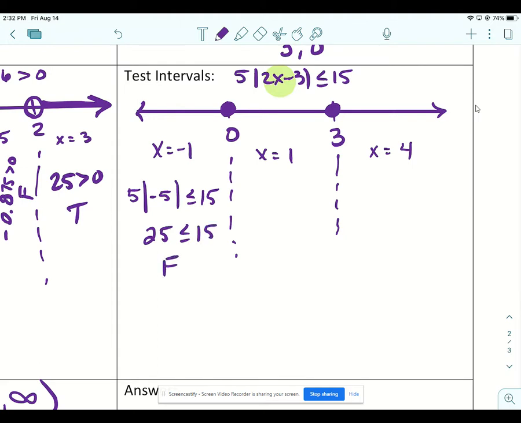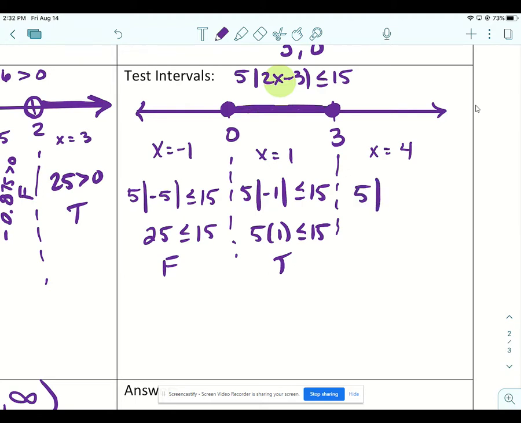Okay, when I put in 1, I'm going to get the absolute value of 2 minus 3, or the absolute value of negative 1. And the absolute value of negative 1 is 1. So 5 is less than 15. All right, when I put in 4, I'm going to get 8 minus 3 inside there, so the absolute value of 5. So that's going to be false, because it's going to be 25 again.